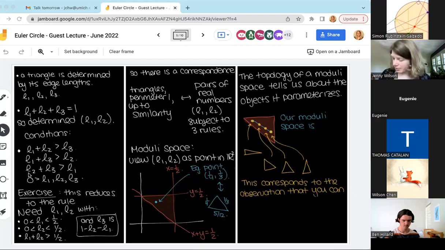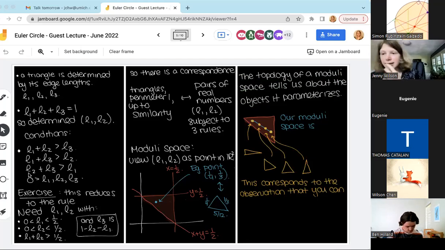And the topology, I mean, this is a topological space. We know what it means for points in the space to be close to each other. That tells us something about the nature of these triangles. It gives us a notion of when two triangles are close to each other, if these two points are close in the space. Okay. So we're trying to see in this example, which is supposed to illustrate that the topology of a moduli space tells us something about the objects that it parameterizes.